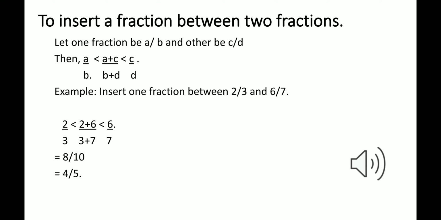For example, insert one fraction between 2 upon 3 and 6 upon 7. You can see I have added the 2 numerators, 2 and 6, and I have added 3 and 7. So the answer is 8 upon 10. And when we simplify, we can divide this by 2. So 2 4s are 8 and 2 5s are 10. So the answer is 4 by 5. Okay. So we move to the next one.